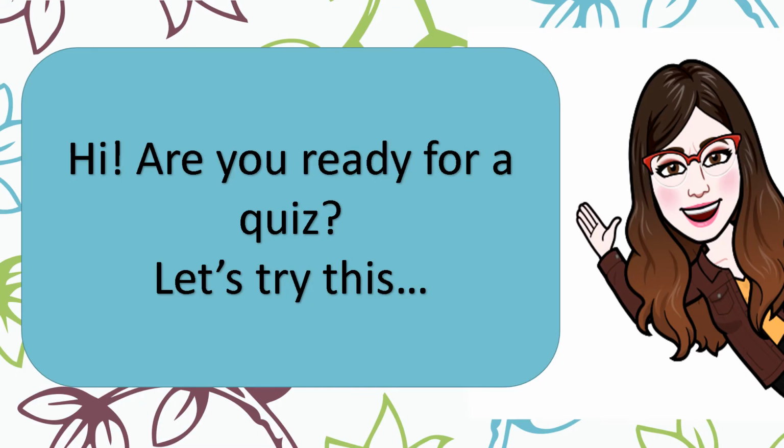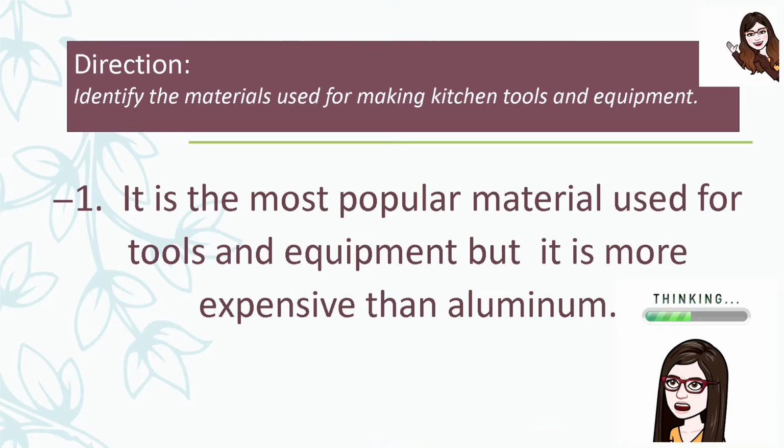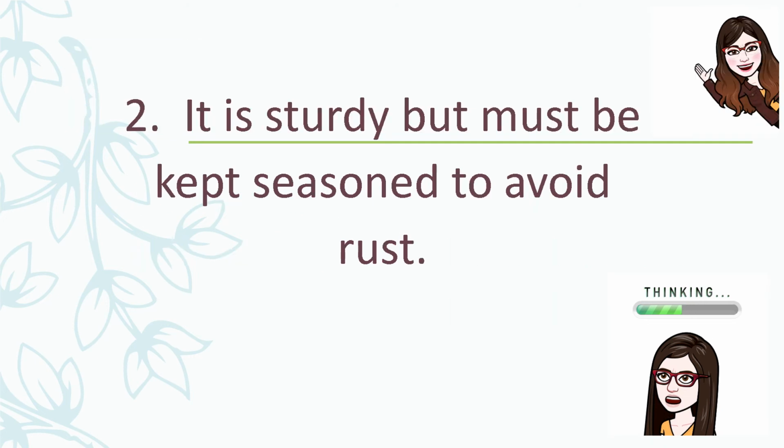So now, are you ready for a quiz? Okay, let's try this. You have to identify the materials used for making kitchen tools and equipment if you already understand the 7 materials used for kitchen tools and equipment. Number 1, it is the most popular material used for tools and equipment but is more expensive than aluminum. What is it? Okay, number 2. It is sturdy but must be kept seasoned to avoid rust para hindi daw ito kalawangin.